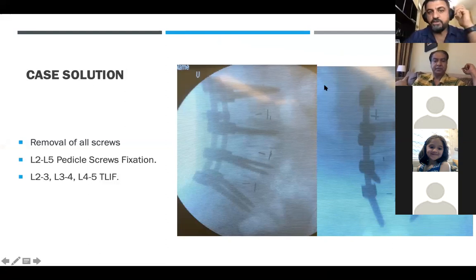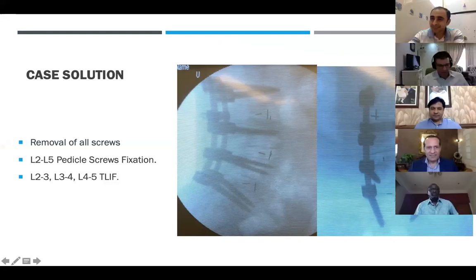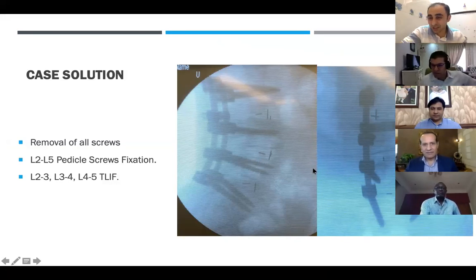Ghazwan, we cannot hear you. Can you just write in the chat whether you did it by open technique or MIS? Maybe Ayush can tell because he knows everything about it. I think he has done an open in this case. That's what I feel. So I think these are challenging cases.